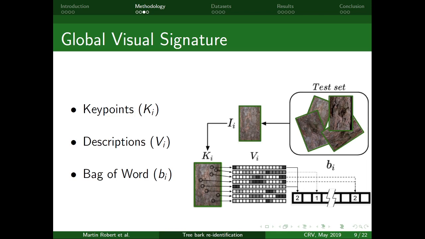To compare two images, we first build a global visual signature. This signature has a first component key, which is all the key points found in the image. Then, we use a descriptor to describe all these key points and create the list of descriptions V. Finally, from the list V of descriptions, we build a visual bag of words B.